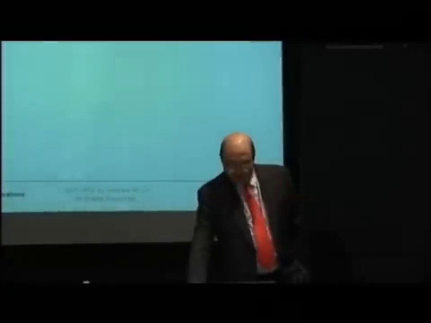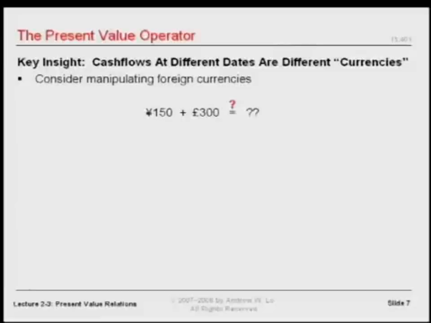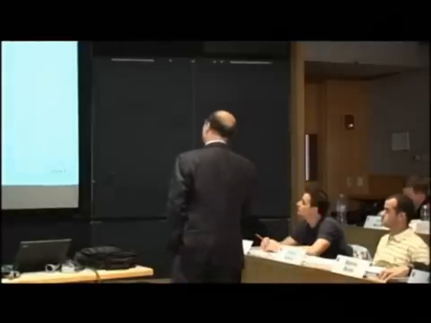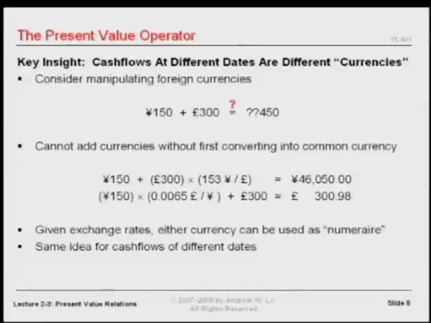Okay. So let me start with the perfect certainty case about how to figure out what this V sub t is. And I'm going to start with a very simple example that has to do with manipulating cash flows. I'm going to talk in particular about foreign currencies. So I want to ask you, what happens when you add 150 yen to 300 pounds? What do you get when you add those two? 150 yen plus 300 pounds is equal to 450, what?